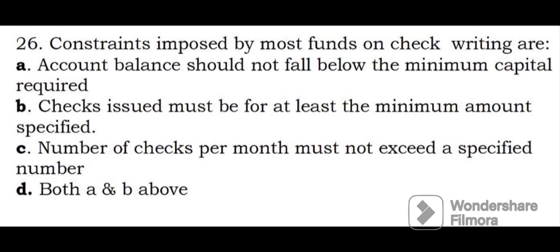Question 26. Constraints imposed by most funds on check writing are: A. Account balance should not fall below minimum capital required. B. Check issued must be for at least the minimum amount specified. C. Number of checks per month must not exceed a specified number. D. Both A and B.